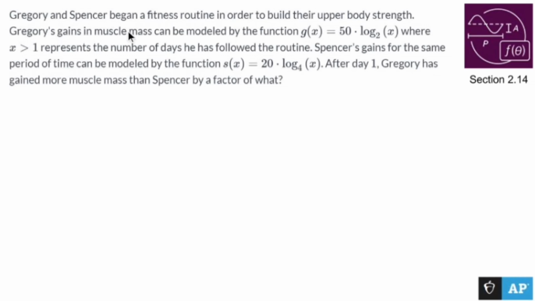Gregory and Spencer began a fitness routine in order to build their upper body strength. Gregory's gains in muscle mass can be modeled by the function g of x equals 50 times log base 2 of x, where x is greater than 1. X represents the number of days he has followed the routine, which means more than 1 day. Spencer's gains for the same period of time can be modeled by the function s of x equals 20 times log base 4 of x. After day 1, Gregory has gained more muscle mass than Spencer by a factor of what?